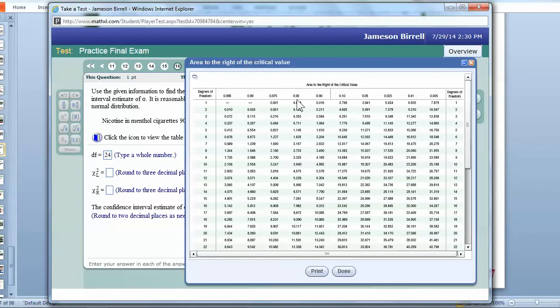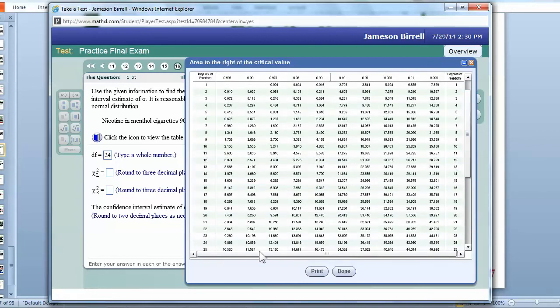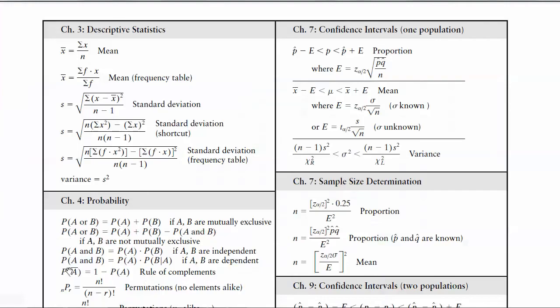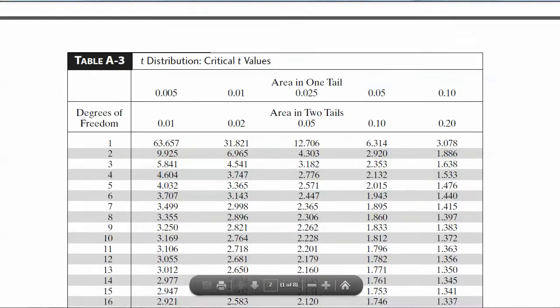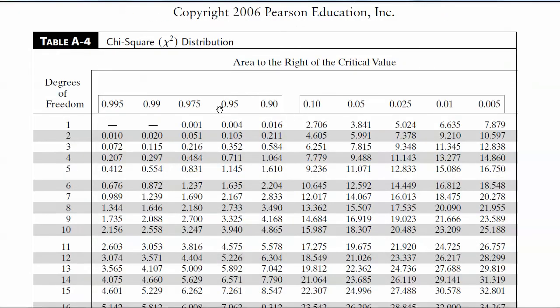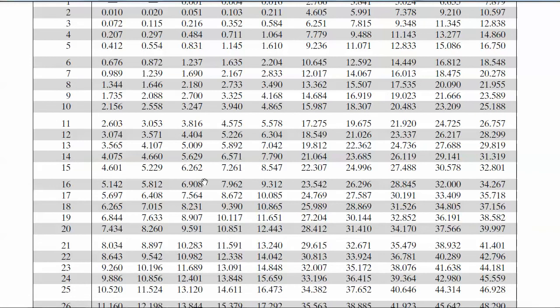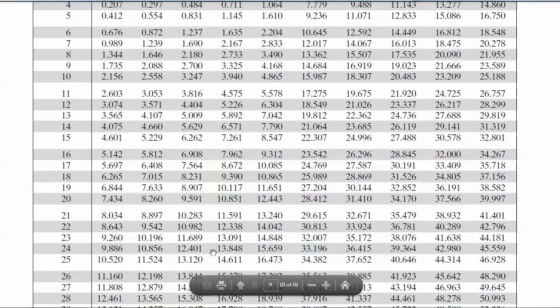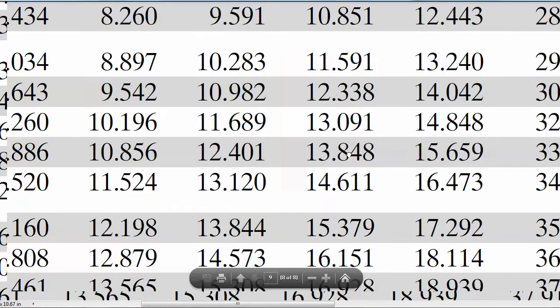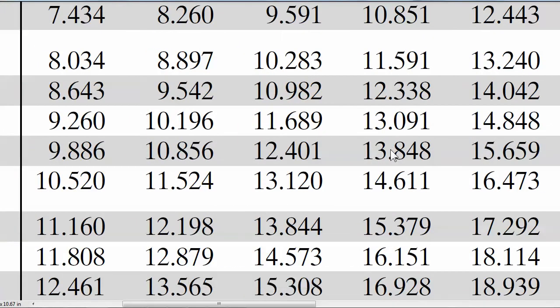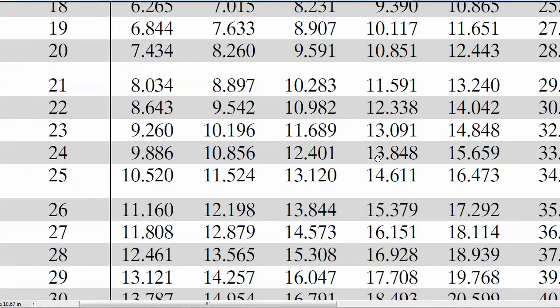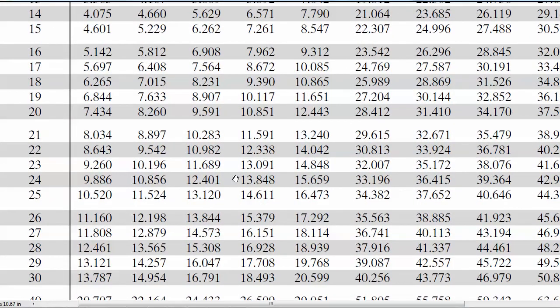And our degrees of freedom are 24, which is right here. So that would be 13.848. That is tiny. Let me see if I can get us a bigger version. Okay, here we are. So 95, that's again the 90% confidence level plus the 5% on this tail. Coming down to 24, you get 13.848.